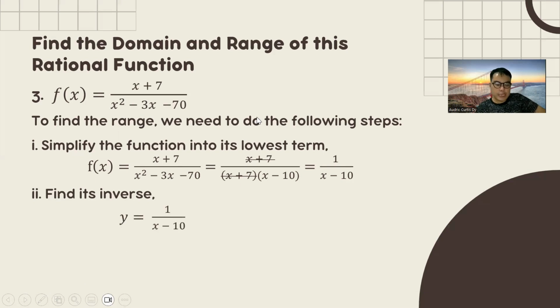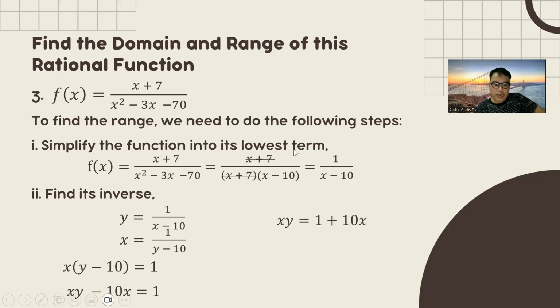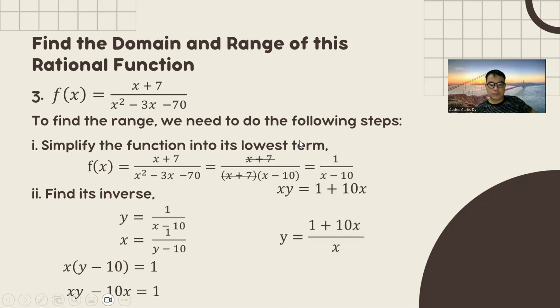So, the same step again, interchanging x with y, then canceling out the y minus 10 by multiplying it on both sides, then using the distributive method, so it will become xy minus 10x equals 1. To solve for y, xy should be at the left, then negative 10x is being transposed to the right side, so it will become plus 10x. So xy equals 1 plus 10x. Then, solving for y, divide both sides by x. So y equals 1 plus 10x over x.